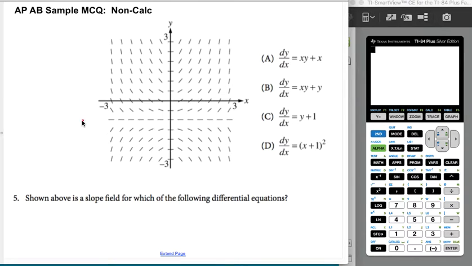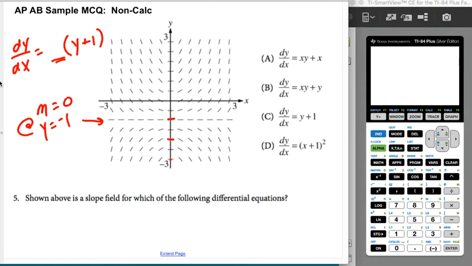So the first thing I notice is that the slope is 0. Since this is -3, that's -2, this is -1, the slope is 0 anytime y equals -1. That's important. What that means is that dy/dx has to have a y plus 1 as a factor. It's definitely going to happen. If you plug in a -1 for y, you should get 0.